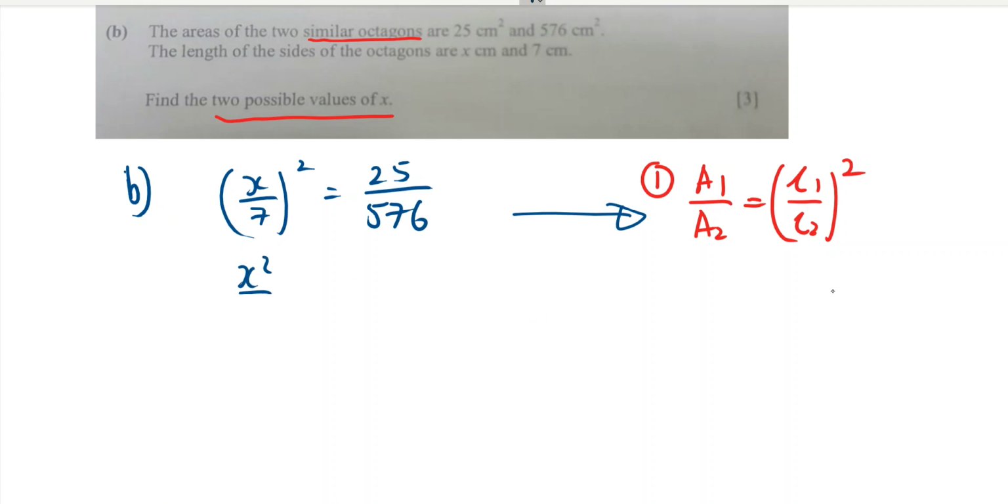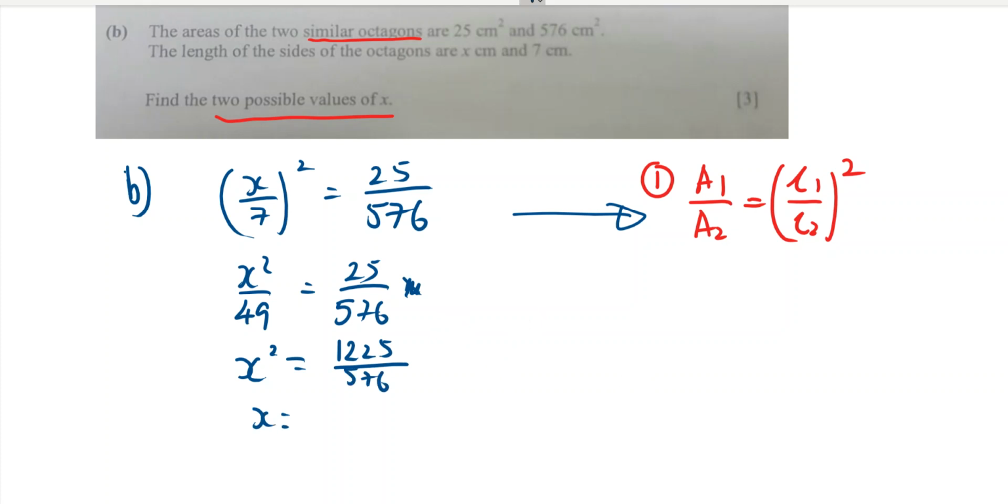So I will have x squared over 49 is equal to 25 over 576. So x squared is equal to 25 over 576 times 49. I will get 1225 over 576. So x is equal to 35 over 24, which is approximately 1.46 cm. So this is one possibility.